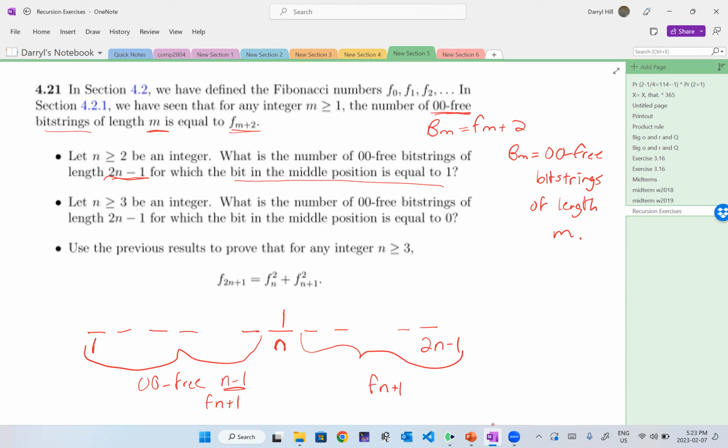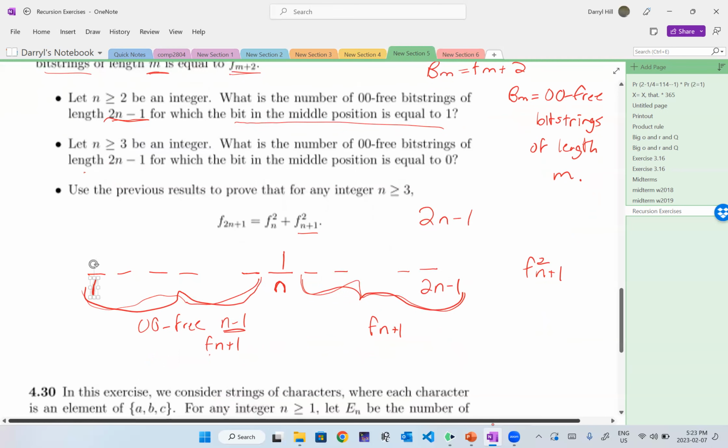So the number of 00-free bit strings of length 2n minus 1 in total, with 1 in the middle, is f of n plus 1. So I choose this bit string, then I choose this bit string, right? So that is a sequence of tasks. So I use the product rule. So f of n plus 1 squared, right? And you can get a hint from the answer here.